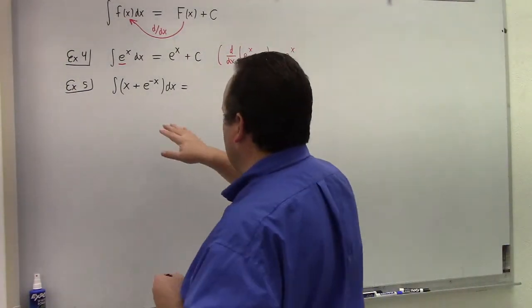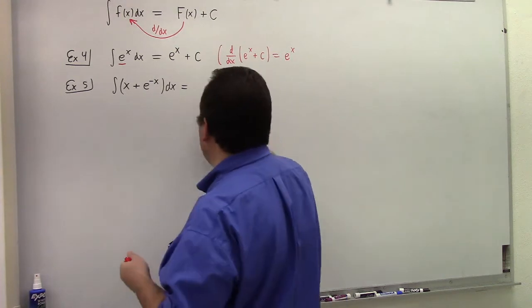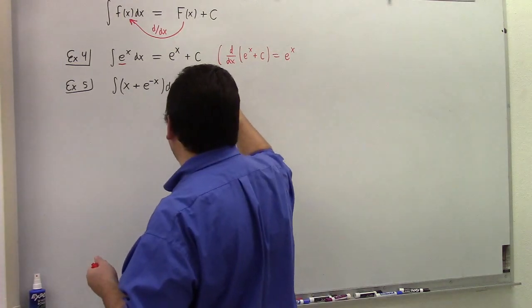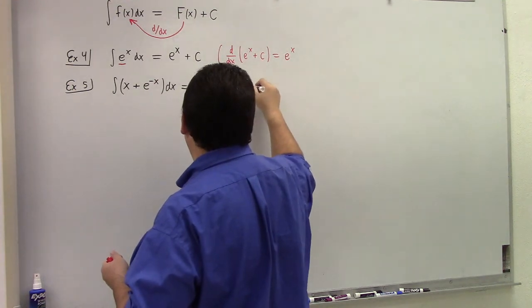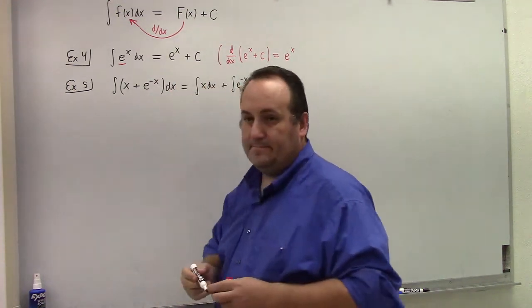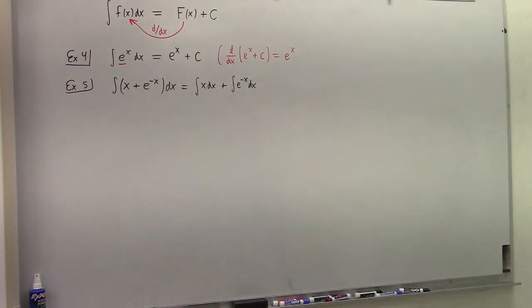Now, this next one's a little bit trickier. But here's a property of the indefinite integral. You can break it up into pieces. Like it's the integral of x dx plus the integral of e to the minus x dx. Like that's how this works, all right? So you can break it into two problems. First of all, the question is, what's the integral of x?